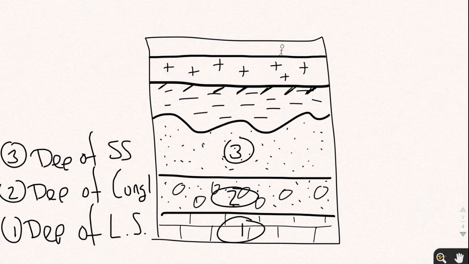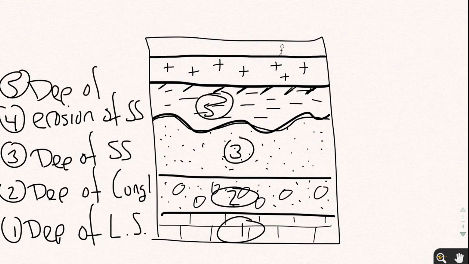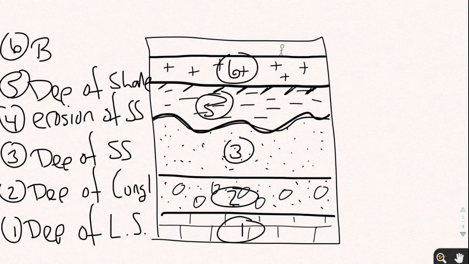And next we have to account for this erosion right here. So we have number 4, erosion of sandstone. Number 5 would be the shale, and that's deposition of shale. And then lastly is this basalt lava flow right here. So that would be basalt lava flow.